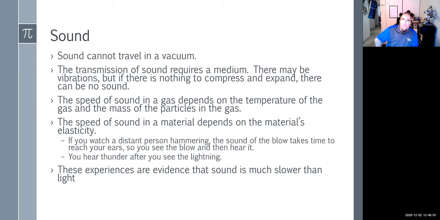There may be vibrations, but if there's nothing to compress and expand, there can be no sound. So let's take the idea of an exploding ship in a space movie, right? As that ship explodes, it's going to create compressions going out from that ship explosion.